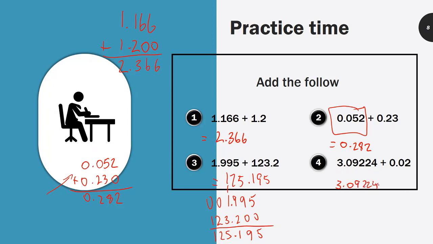Okay, next one here, there's a lot of decimal places in this one. So I can add in my zeros there if I want to. I've got a 4, a 2, a 2, an 11, my decimal point, and a 3. So my answer there is 3.11224. Okay, so there are our answers for those ones.